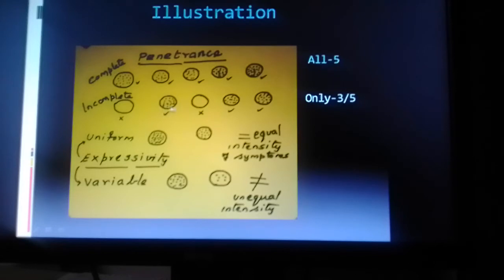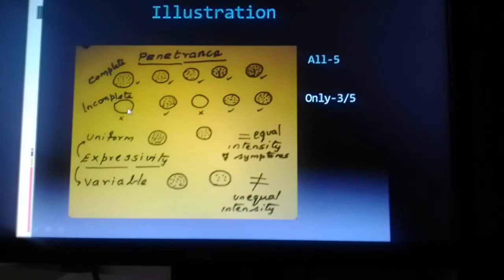So the 2 individuals are not showing the trait of the particular genotype. Accordingly here the penetrance is said to be incomplete. That is, not expressing in all the individuals. The genotype or the gene is unable to express its trait in all the individuals in which it is present.